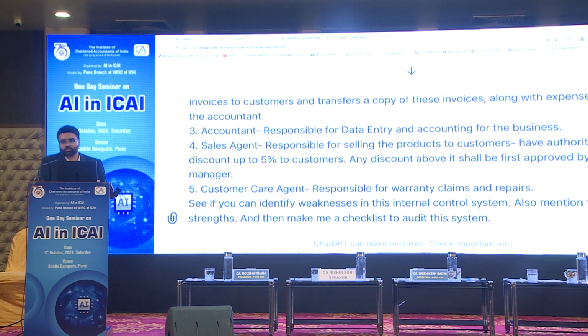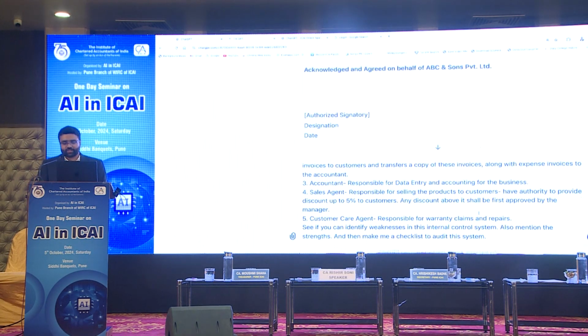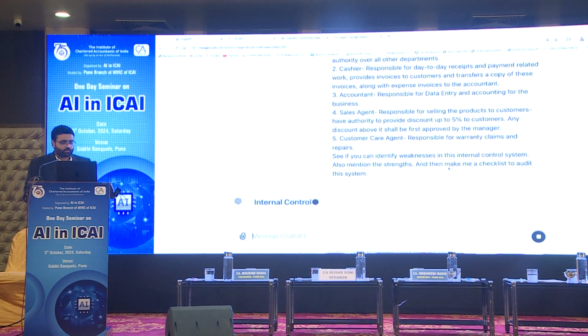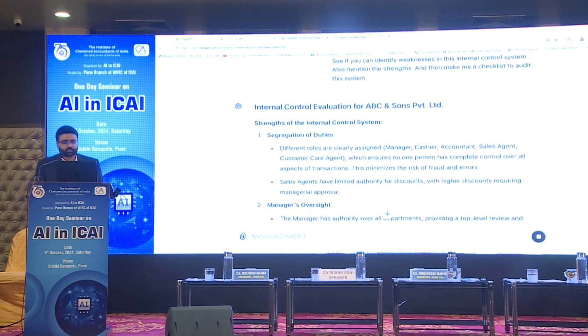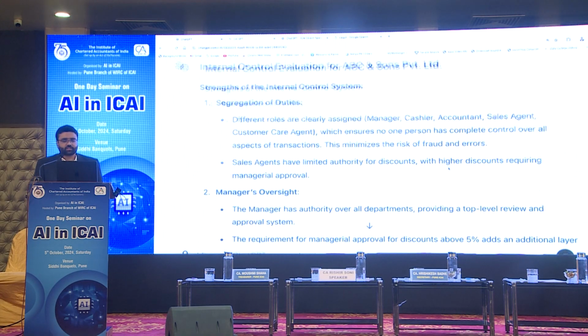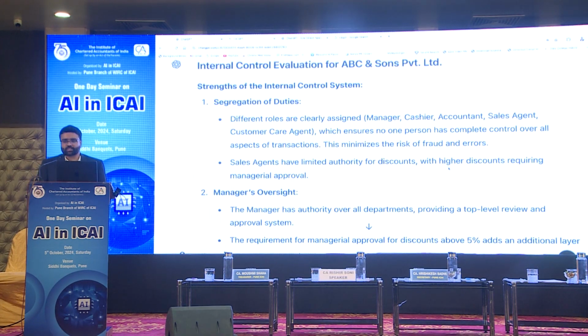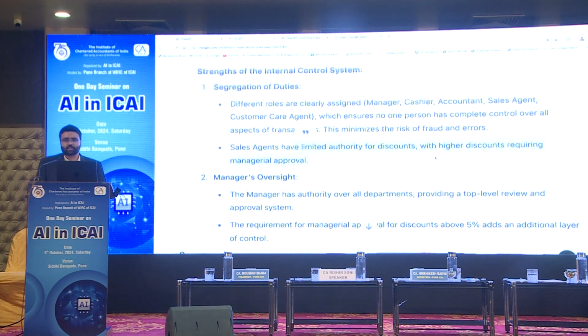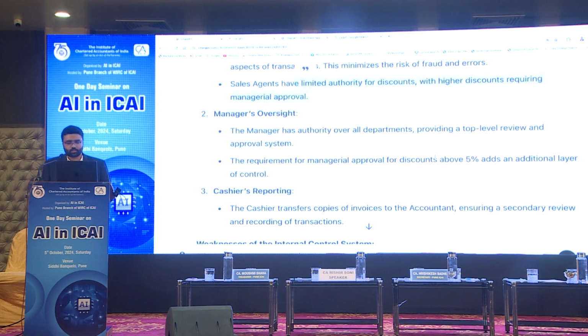Again, there are 2 ways to do this. I can use the ICAI's guidance notes and checklists which are available there, but that's a standardized format. I want a checklist which is there only for this company. So it's going to identify these weaknesses and give us the response. I'm just going to hit enter, and here we go. Internal control evaluation. It starts with the strengths. There's segregation of duties. There are 5 different people with 5 different roles and responsibilities. The sales agent has limited authority for discount. With a higher discount, he needs the manager's approval.